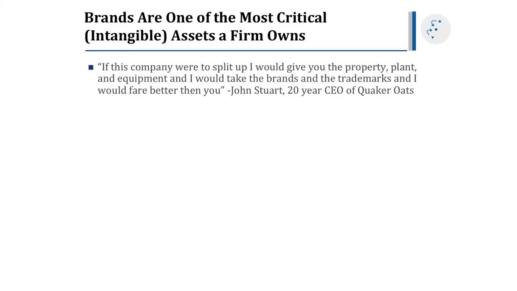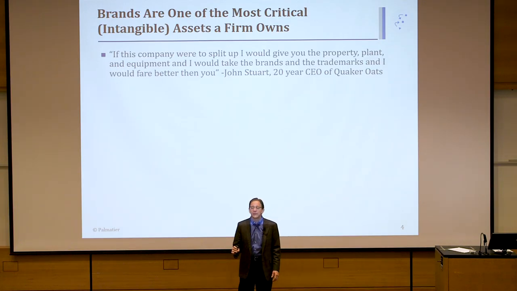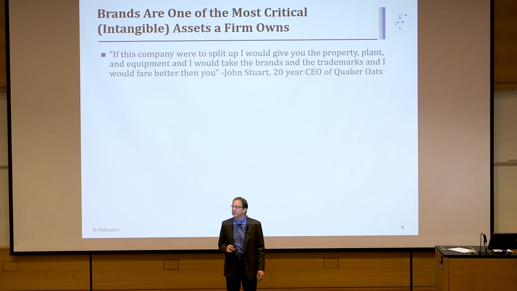Brands are very often one of the firm's most critical assets. Here's a couple statements. I think it makes the case very well. John Stewart was a 20-year CEO of Quaker Oats. And he said, here's a quote, "If this company were to split up, I would give you the property, plant, and equipment," which is interesting about that. Those are the things that accountants would put on the firm's balance sheet and would be reported in their SEC filings. "And I would take the brands, trademarks, and I would fare better than you." Also interesting, these brands and trademarks often are not even included on the firm's balance sheet.